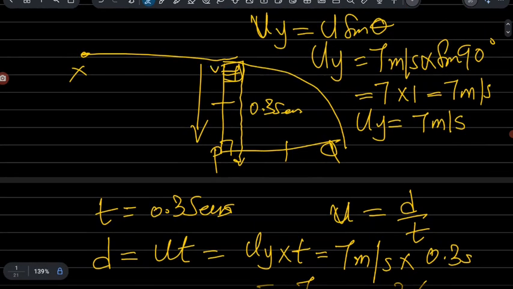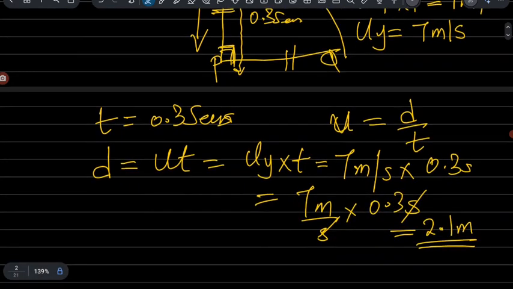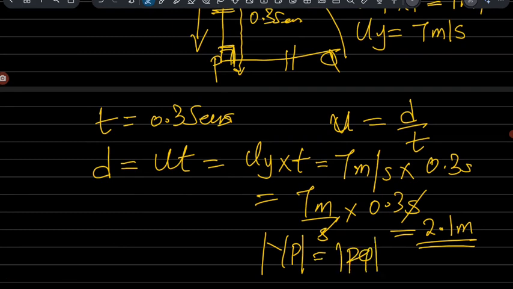It is between Y and P, and it is equal because they form the same right angle. So therefore, the line YP is equal to the line PQ. So the answer for PQ is 2.1 meters. So that is how we solve it.